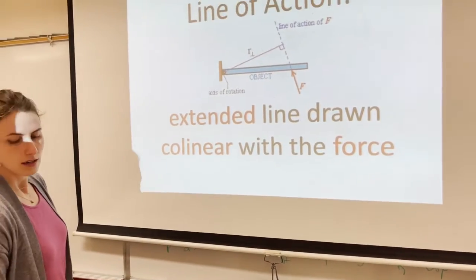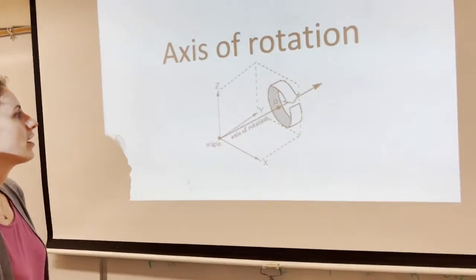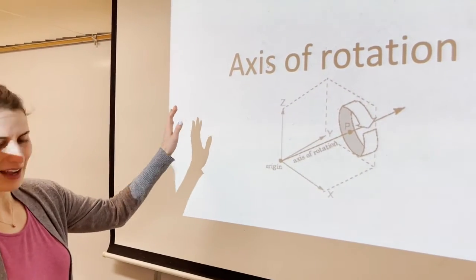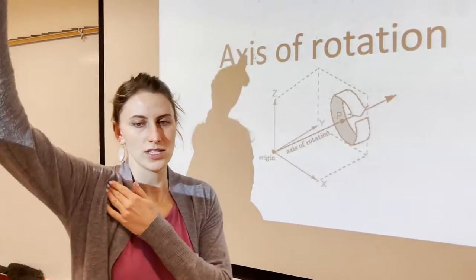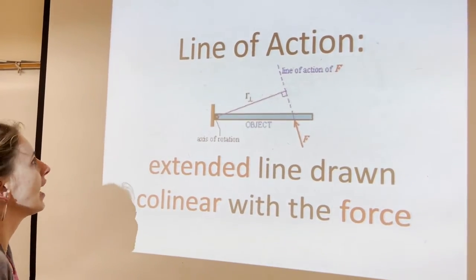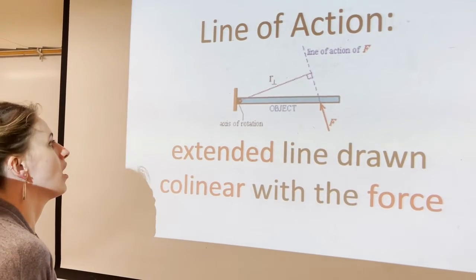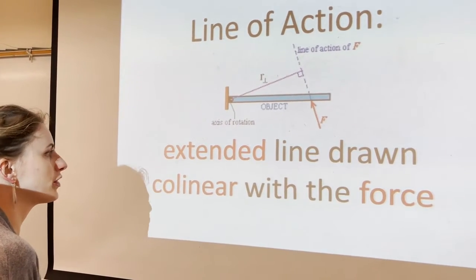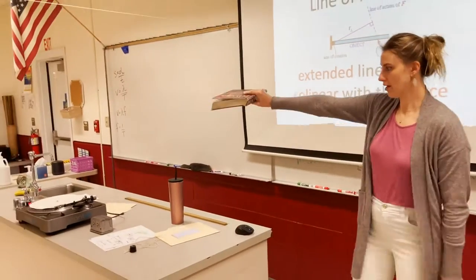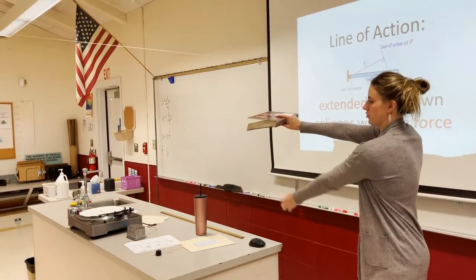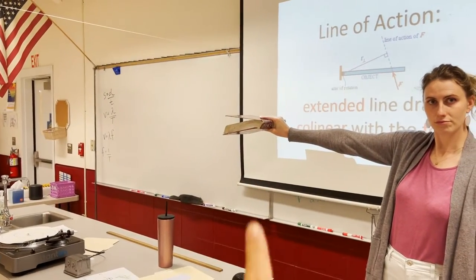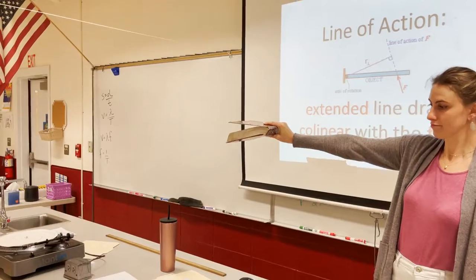Well, you had the axis of rotation. It's one of the important players. So our axis of rotation, that was your shoulder, right here. Okay. The line of action. The line of action is an extended line drawn collinear with the force. So when we had our book, at this point, the force of gravity is down. It's always going to be down, and so if you draw a line down from the book and up from the book, that's the line of action.